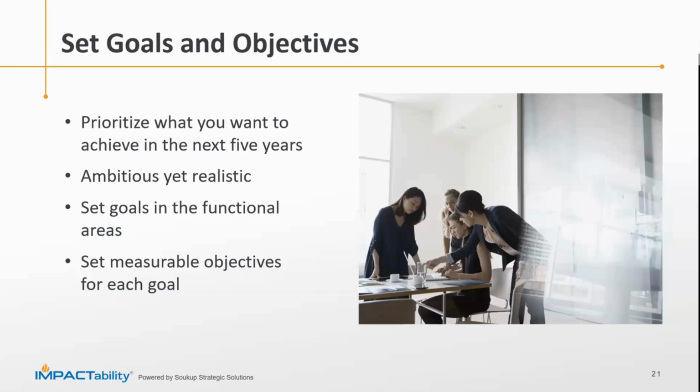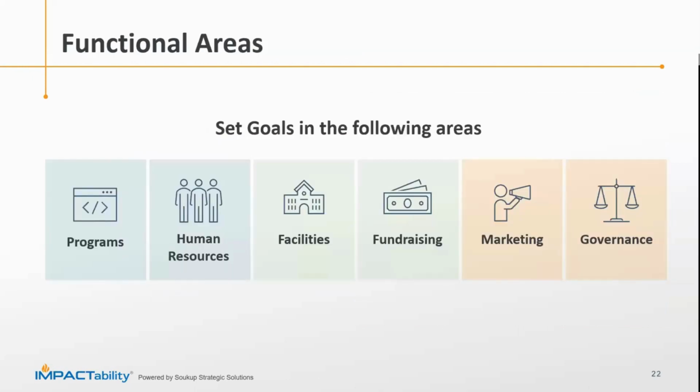We do set goals in functional areas. So these are the functional areas on the slide. The first is programs. We always lead from the mission, and the mission means the programmatic activities of the organization, whatever your mission-based activities are. The next is human resources.